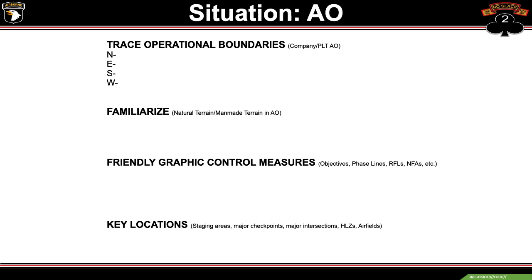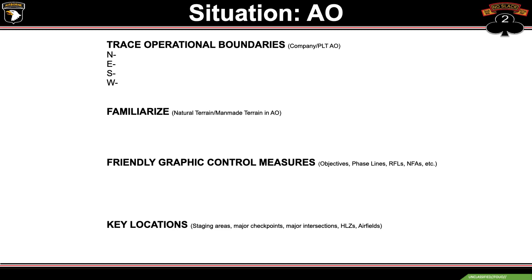Continuing on with area of operation, tracing in where the companies are, where the platoons are going to be located at, familiarizing everyone with any natural terrain, man-made terrain features, and then showing where the friendly graphic control measures are. So the phase lines, restricted firing lines, no fire areas, all of these very important for us to know as mortars, where all the friendly locations are, and get very familiar with the terrain that we're going to be operating in.